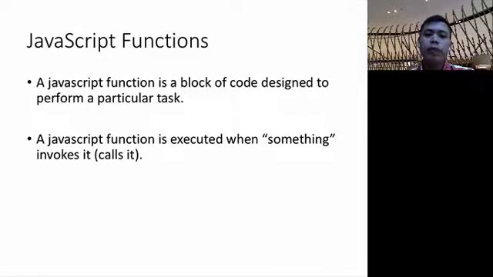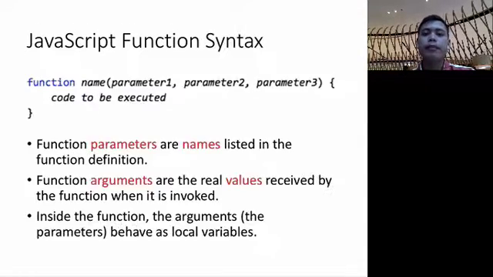When we talk about JavaScript functions, a JavaScript function is a block of code designed to perform a particular task. A JavaScript function is executed when something invokes or calls it. The basic function syntax is function, then the name, open and close parentheses, and parameters: parameter 1, 2, 3, and so on.